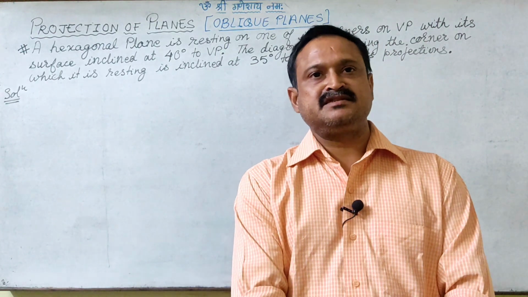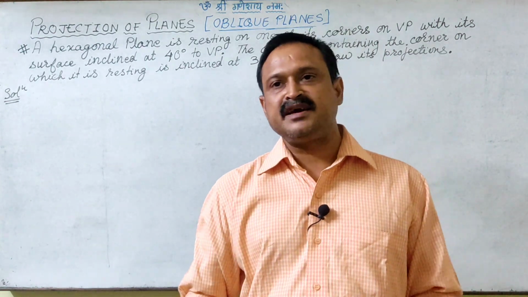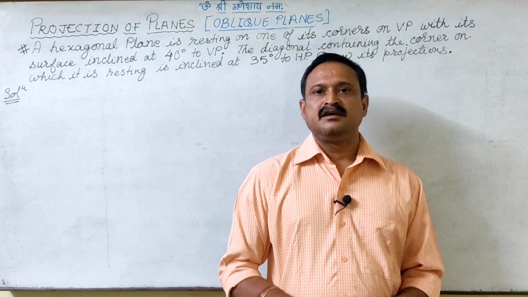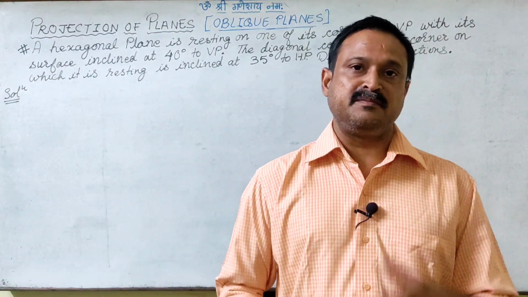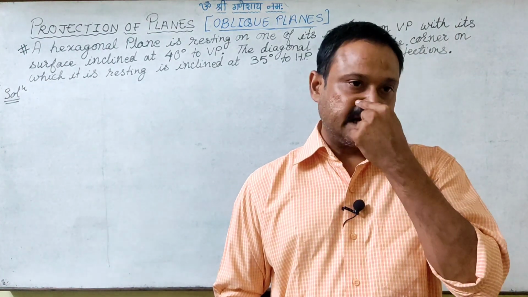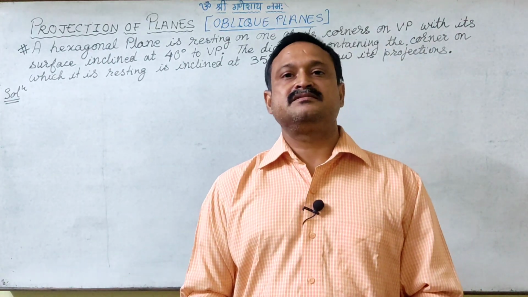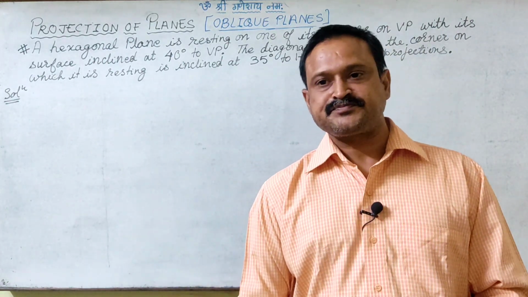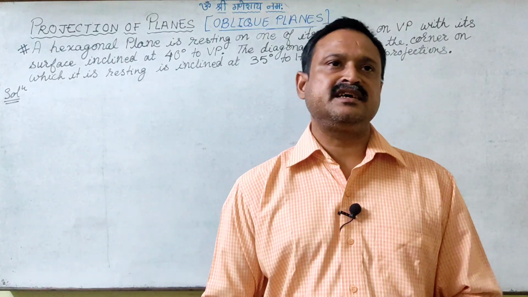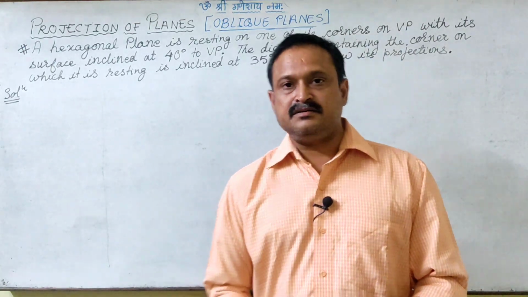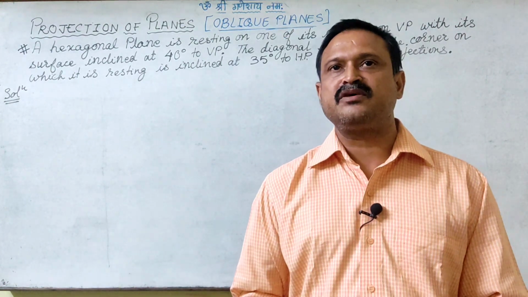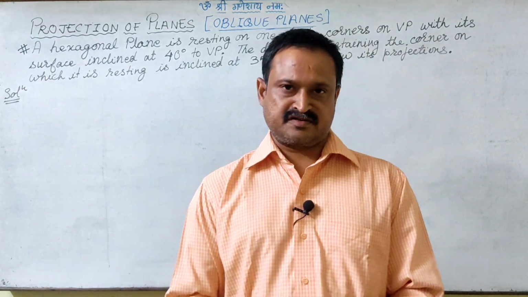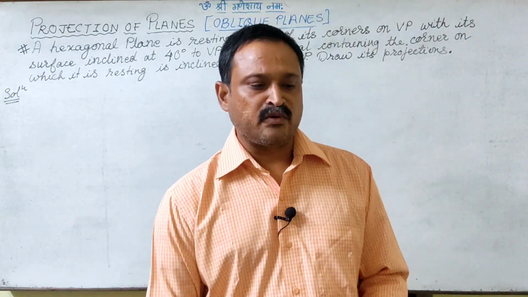Again, the idea is the same. We will be identifying which one is the surface inclination. Now these inclinations can be directly or indirectly specified in the problem. So based on the given condition, we will identify the surface inclination, then the line inclination, and then we will go for it. The only condition changed here is that it is resting on one of its corners. So let us see how it goes.